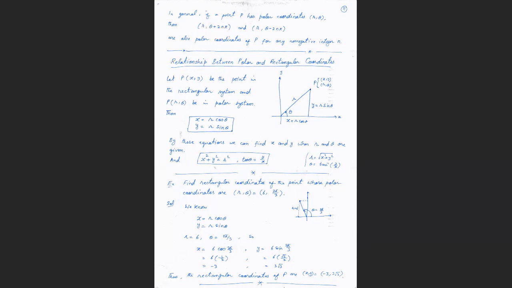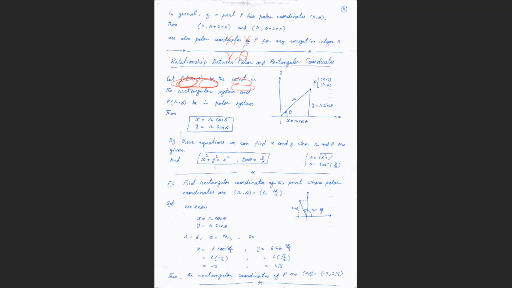For example, if you have x and y and you want to find r and theta, these are the two equations from which you can find r and theta. What are the equations? x square plus y square is equal to r square, from this equation you can find r. Tangent theta is y by x, from this equation you can find theta.